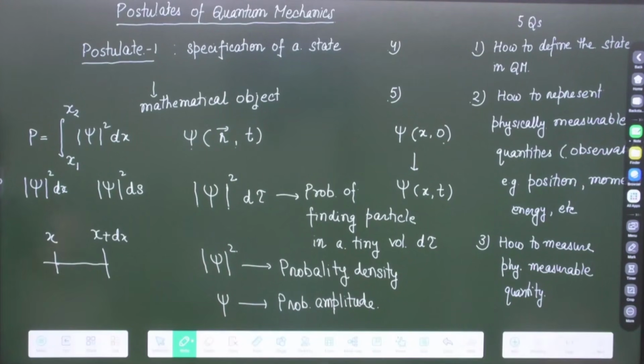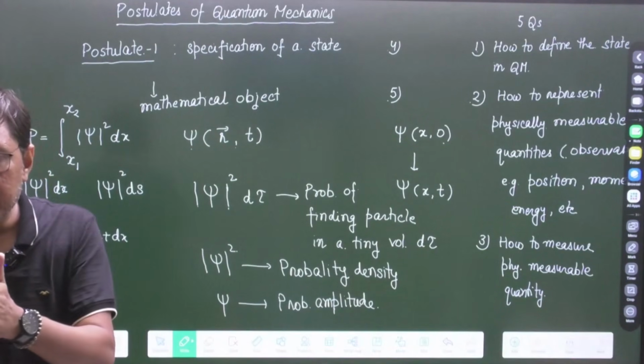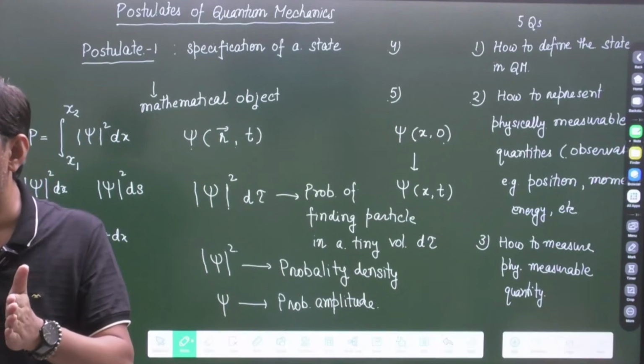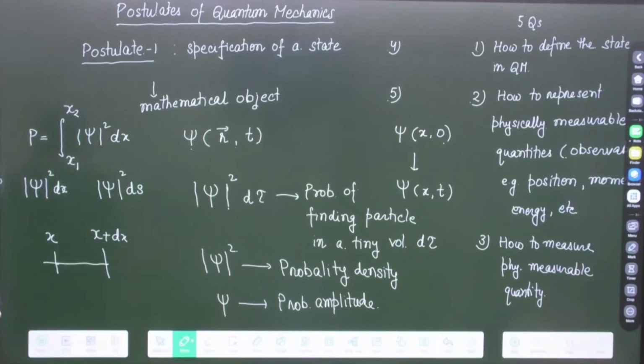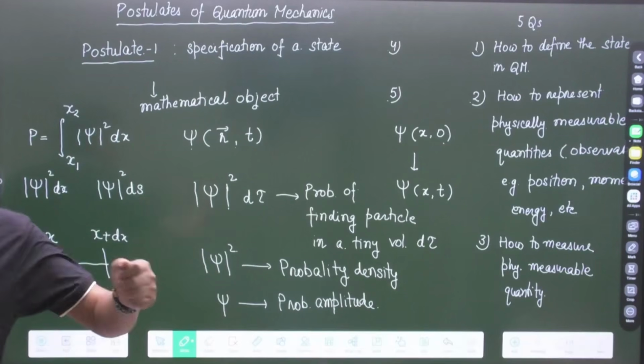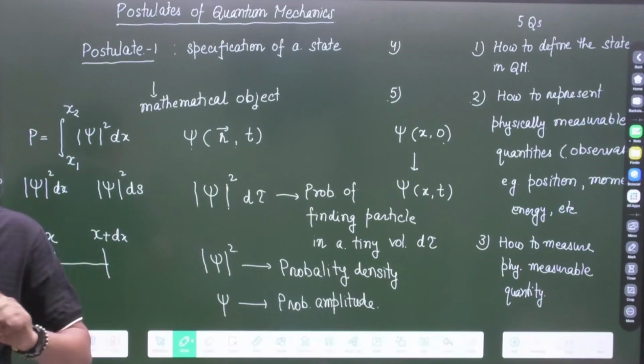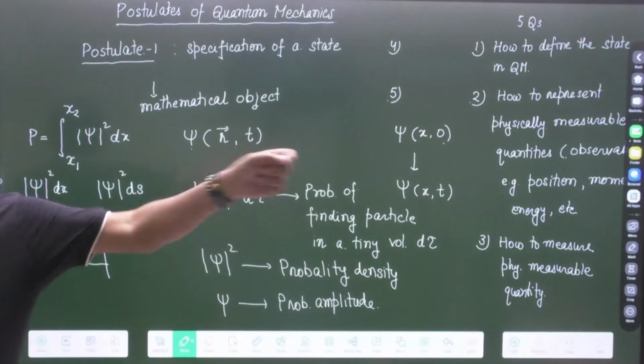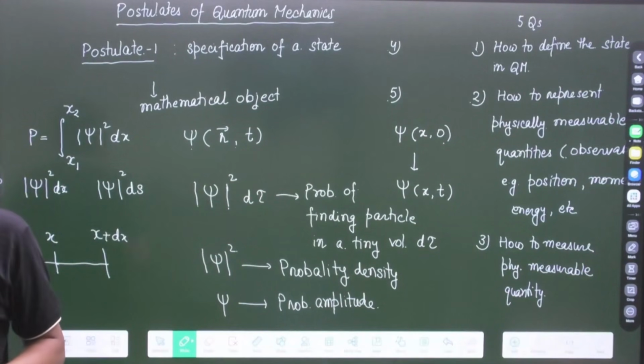ठीक है? For example, in the 1D potential well problem, what you say, my particle is trapped in a well that exists from 0 to A. So surely the particle is going to exist in between 0 to A, कहीं ना कहीं तो मिलेगा मुझे. Suppose this type of thing is not there, then you will say, okay, my particle will be somewhere from minus infinity to plus infinity. कहीं तो exist करेगा.